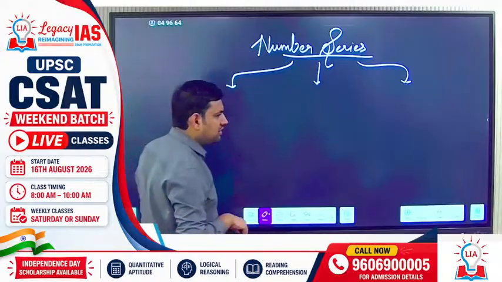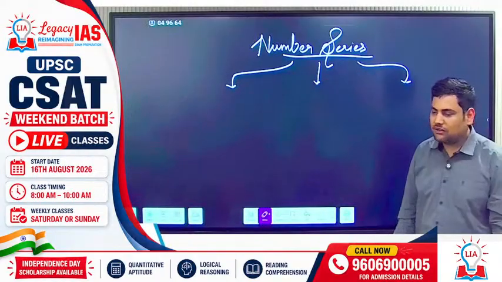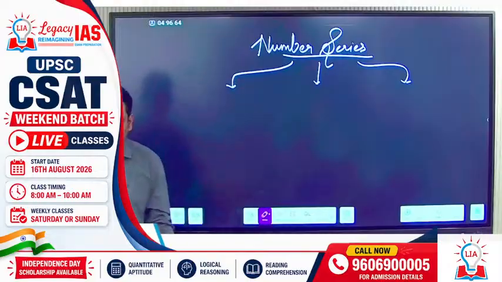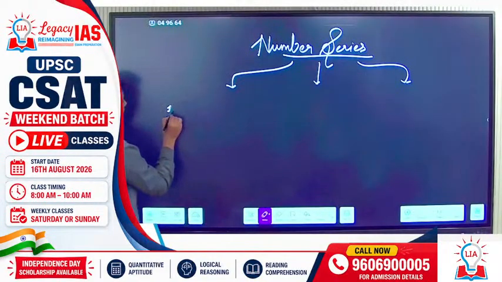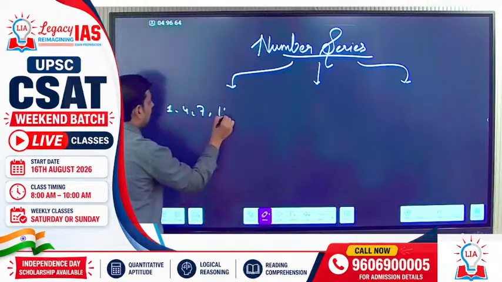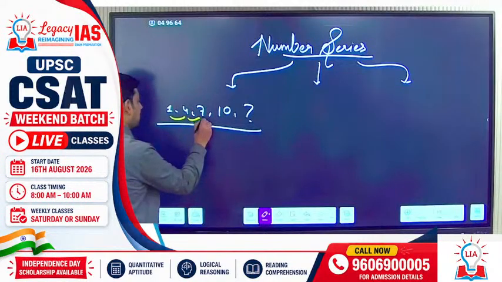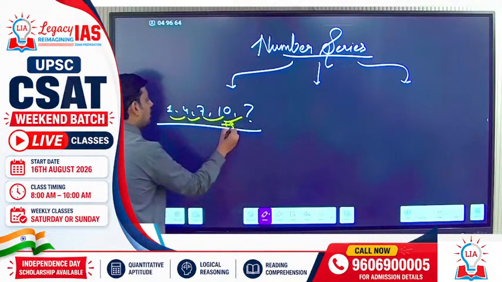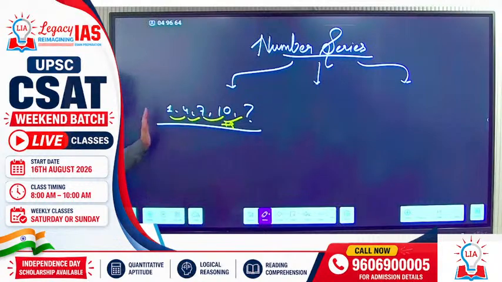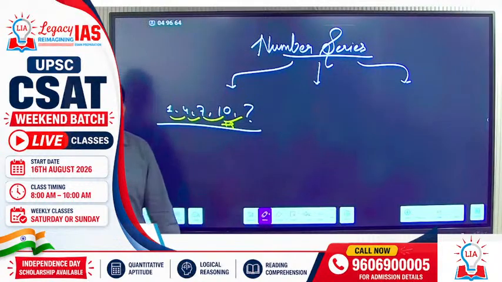See, there are three kinds of questions that you will mainly see in number series. First of all, in number series you get things like 1, 4, 7, 10. What is this? Some pattern is there: 1, 4, 7, 10. Correct. This is plus 3, plus 3, plus 3. Now, this is number series. Some pattern is given to you, and you have to first identify the pattern, and based on that pattern, find out the next number that will come.